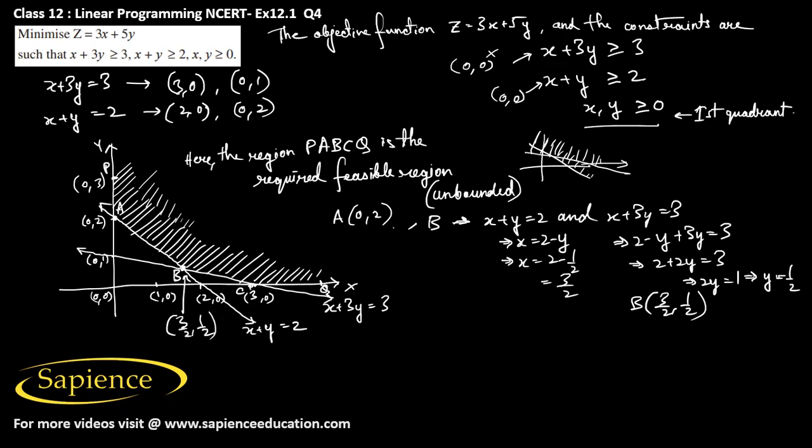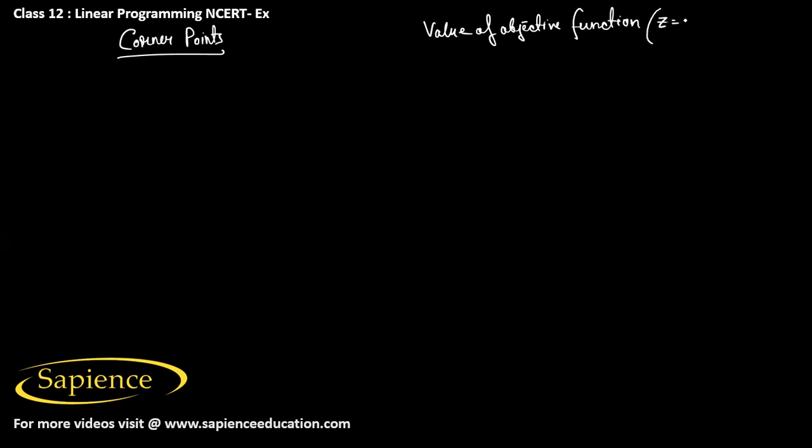And the point C we know. Now here we need to find the value of z at the corner points. Corner points, and we need to find the corresponding value of the objective function z, which is equal to 3x plus 5y.